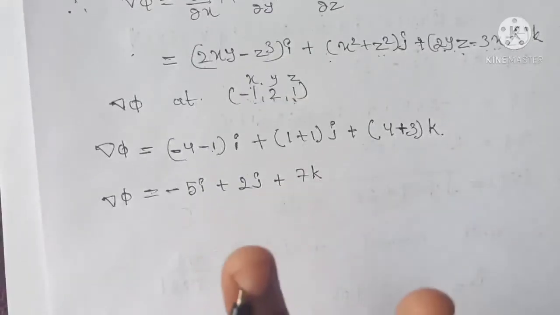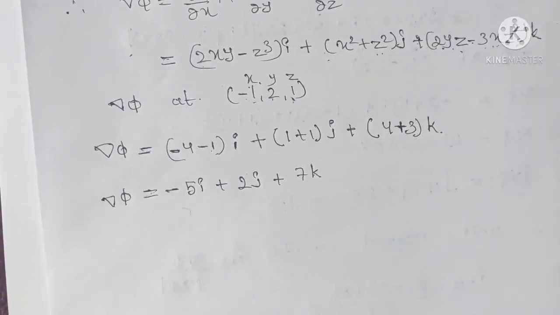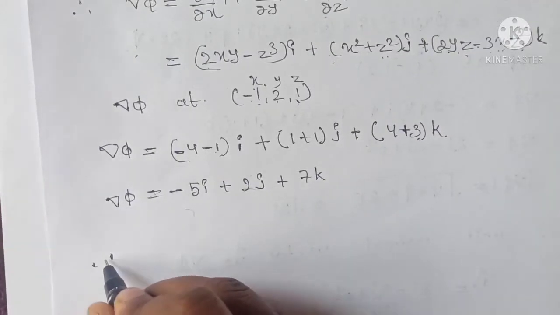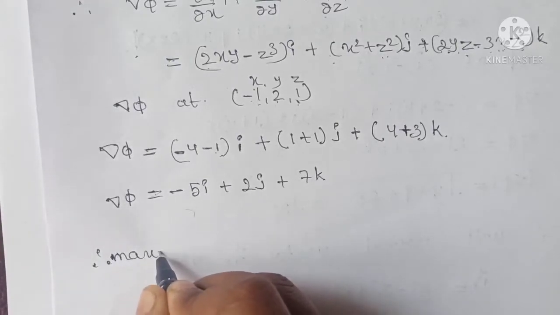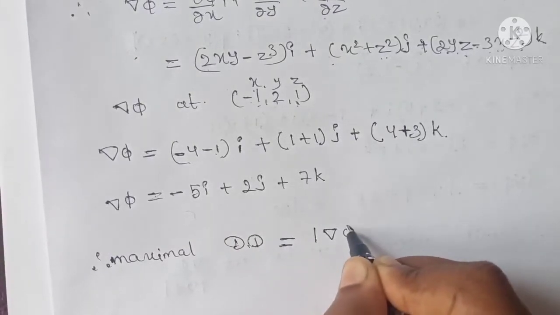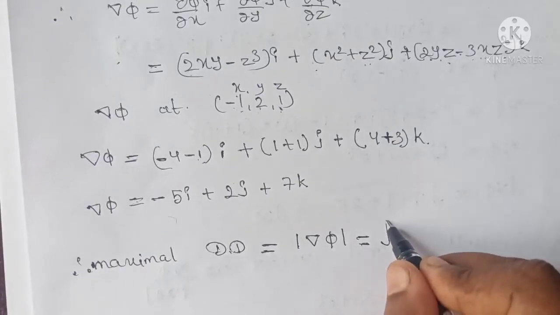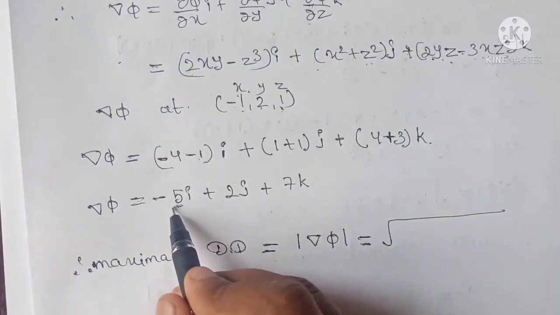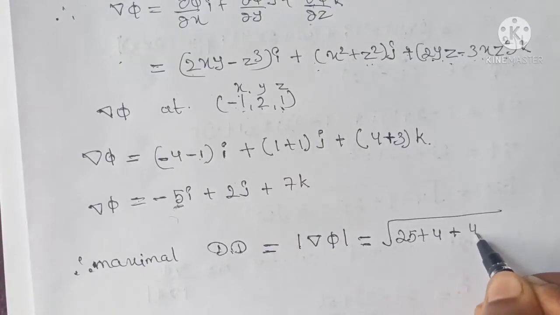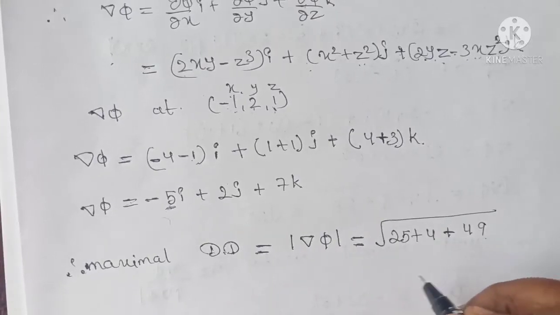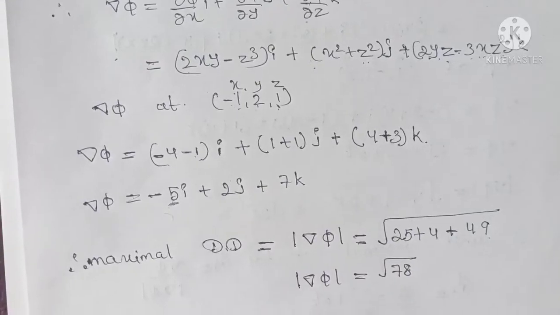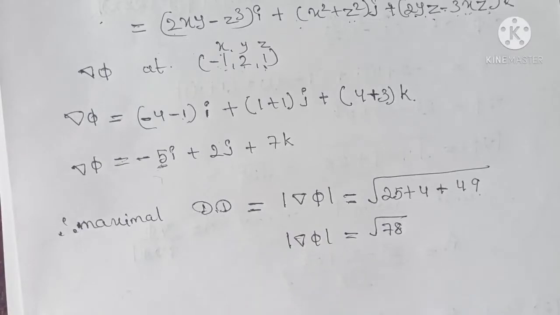We need to find only mod of del phi because we have to find the maximal directional derivative, also known as the normal derivative. Therefore the maximal directional derivative equals mod del phi. Mod of del phi is the square root of minus 5 square, which is 25, plus 2 square, 4, plus 7 square, 49. Adding all this we get mod del phi equals root 78. So this is the required maximal directional derivative.